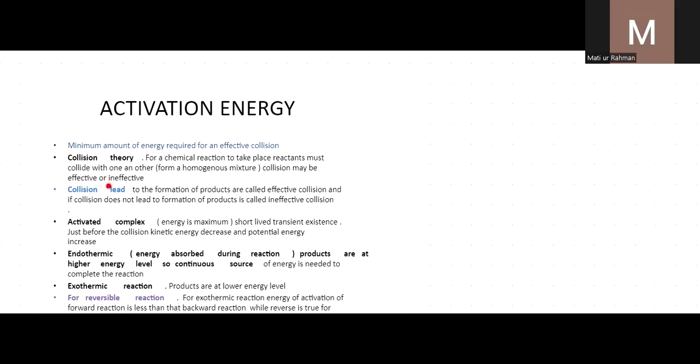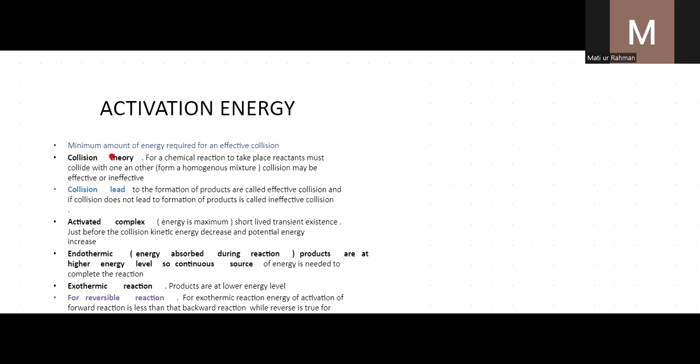So there are two types of collision. One is the effective collision and another is the ineffective collision. What is the effective collision? If the collision leads to formation of product, if the reactants collide with one another and convert into the product, we can say that this is the effective collision. And if the collision does not lead to the formation of the product, then it is called the ineffective collision. So I repeat, activation energy means the minimum amount of energy required to start a chemical reaction, the minimum amount of energy required for an effective collision.